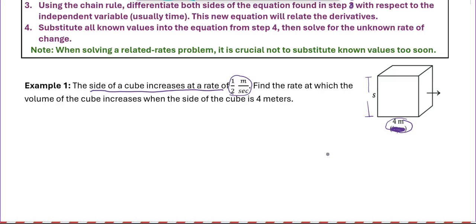So if the side is increasing s, we're going to call that ds dt for the increase of the side, and it is equal to 1/2 meter per second. So we have that down already. But again, we had to kind of translate what that meant. And then we're trying to find the rate at which the volume increases. So we have to relate the volume to the side.